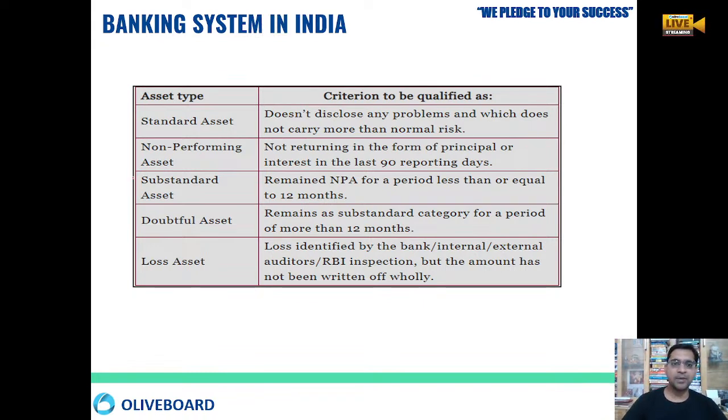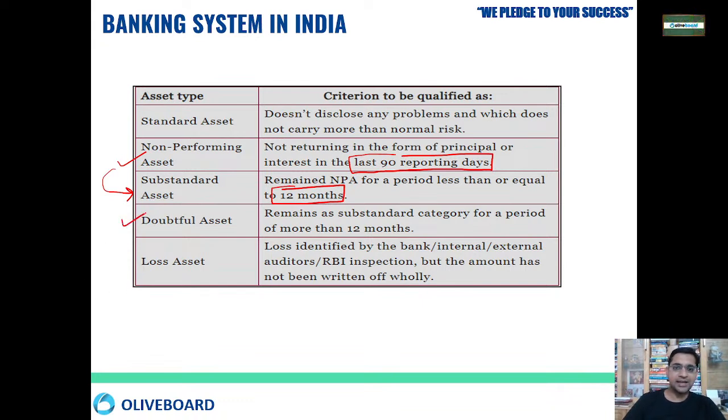So whatever people are taking loans, they are always on standard normal risk. Then a non-performing asset is something in which you have not been repaying either interest or principal for 90 days. Then comes the substandard asset. When this whole process remains till 12 months, 12 महीने तक अगर आपने प्रिंसिपल या इंटरेस्ट नहीं दिया तो वो सब स्टैंडर्ड की कैटेगरी में चला जाता है.